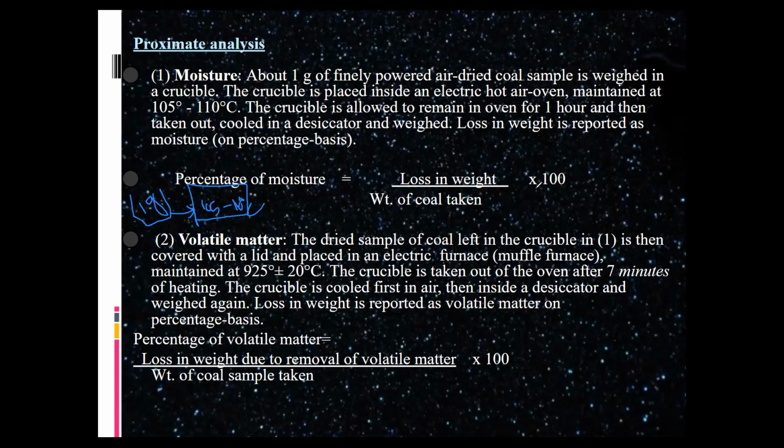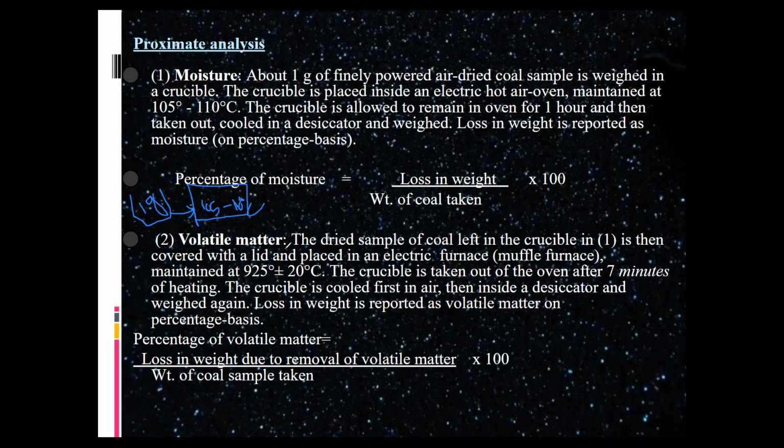So this is about percentage of moisture. Simply, to find the percentage of moisture, take 1 gram of coal sample in the silica crucible, and place the crucible in the oven at 105 to 110 degrees centigrade for 1 hour. After 1 hour, remove the silica crucible and place it in the desiccator, and after that we find the weight of the silica crucible. By the loss of weight, we can find out the percentage of moisture.